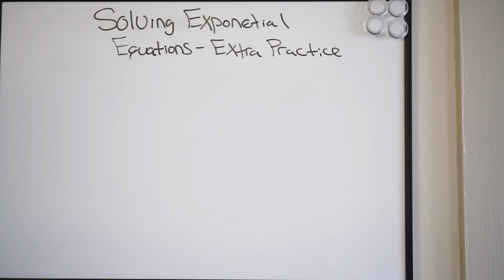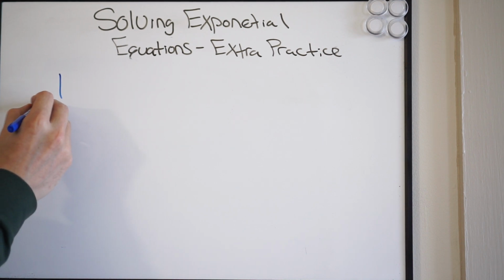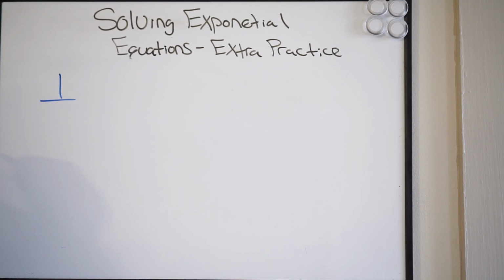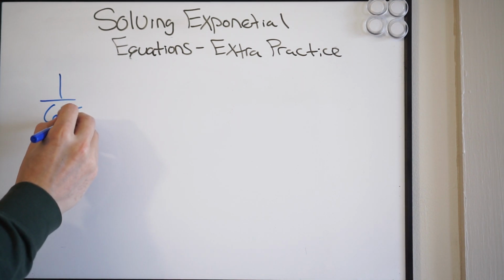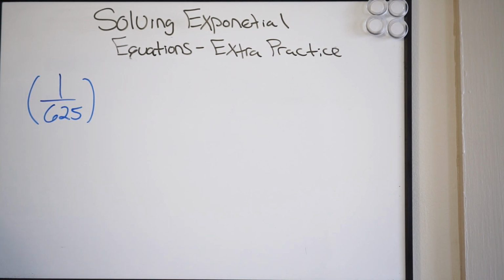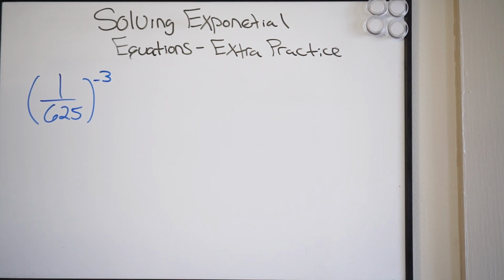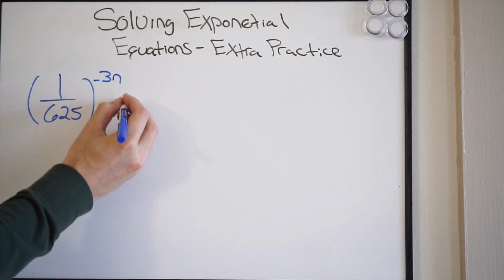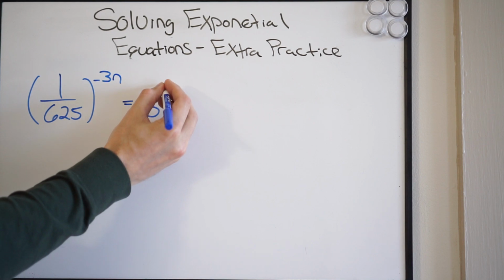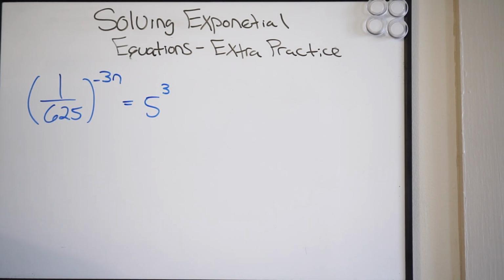Okay, let's do the next one here. Here's a good one. So if we have 1 over 625, to the negative 3n, equal to 5 to the third power.